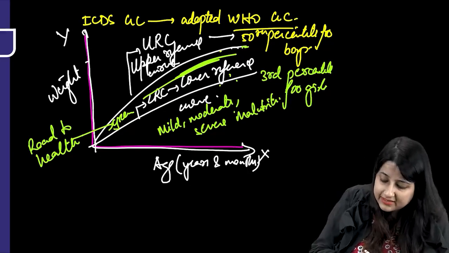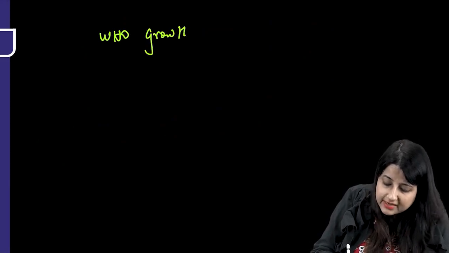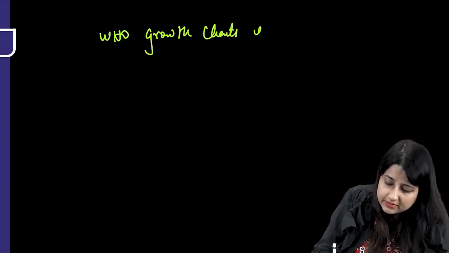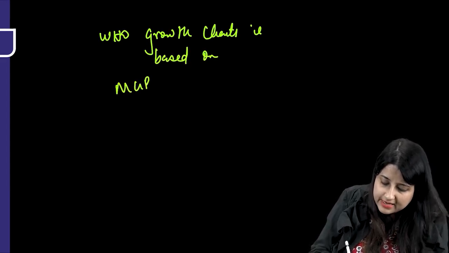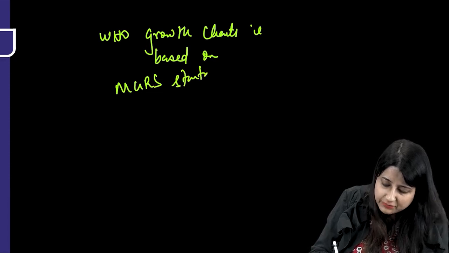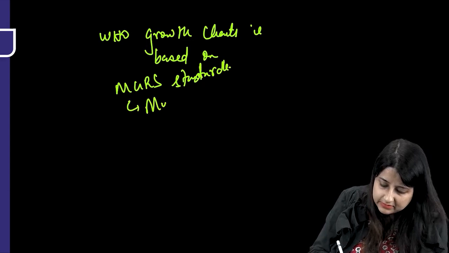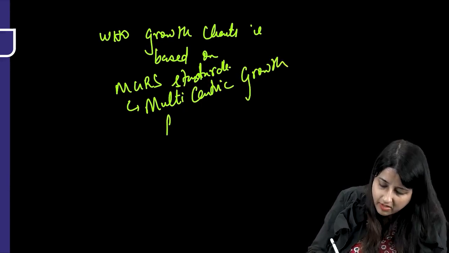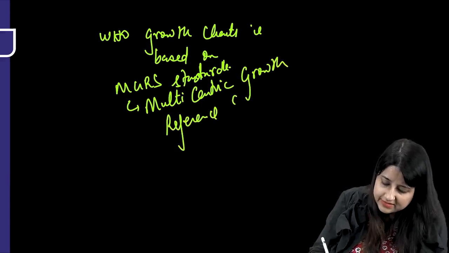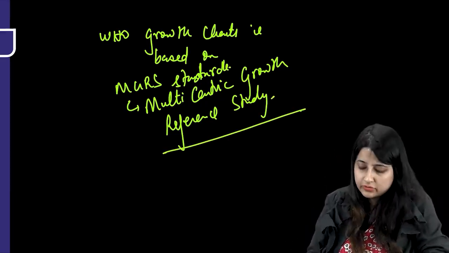And remember one thing, everybody, the WHO growth chart is based on what? MGRS standards. What is MGRS, guys? It is actually a multi-centric growth reference study. It was conducted in 6 countries, out of which India was also a part.